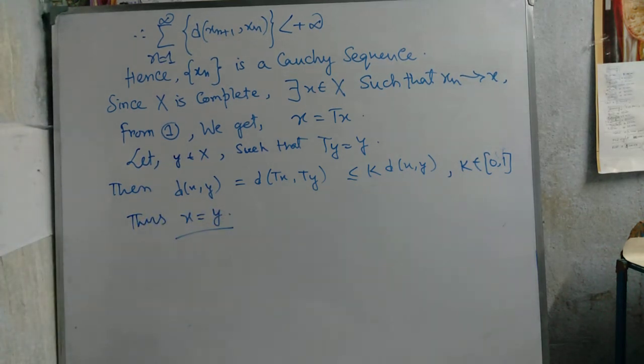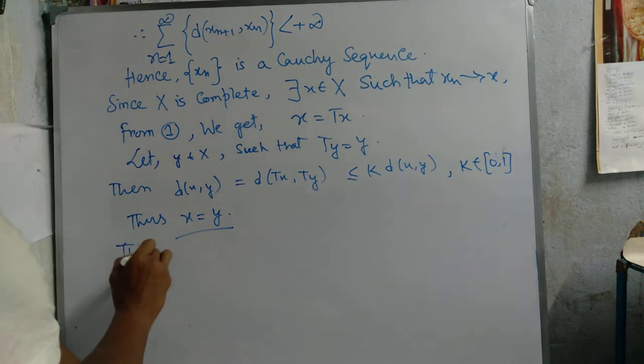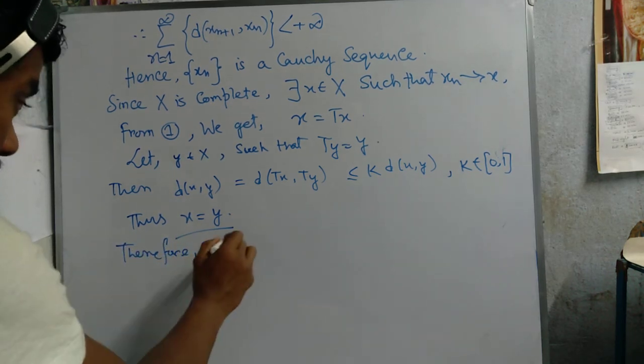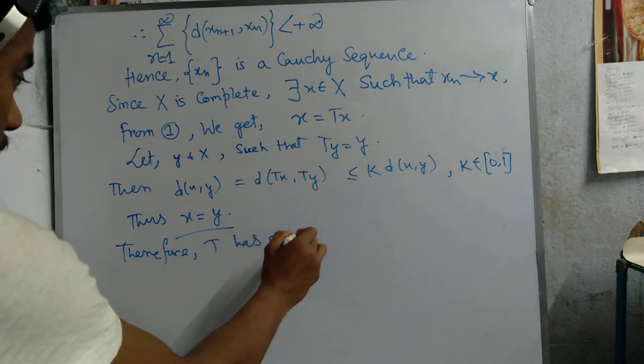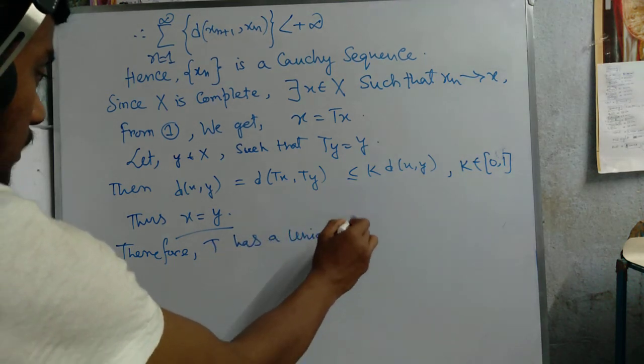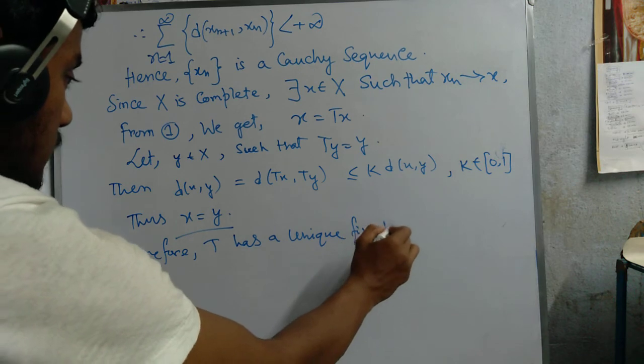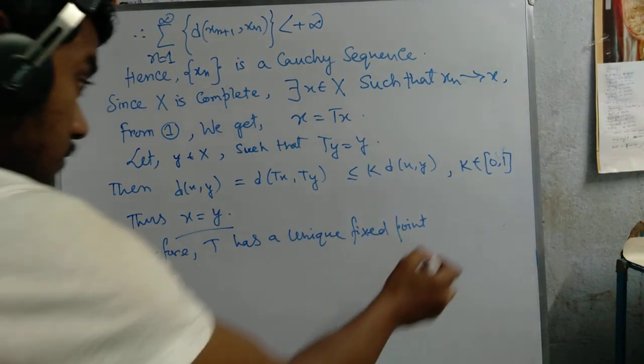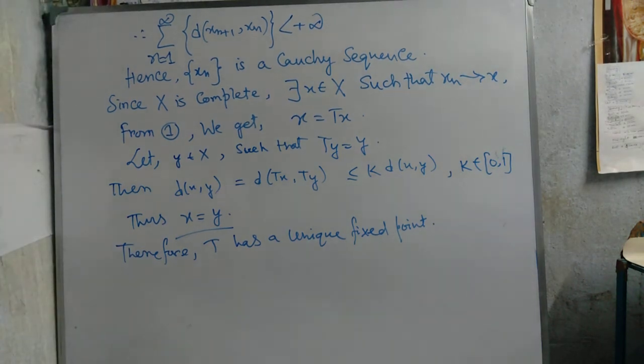Therefore T has a unique fixed point. We now stop here. T has a unique fixed point.